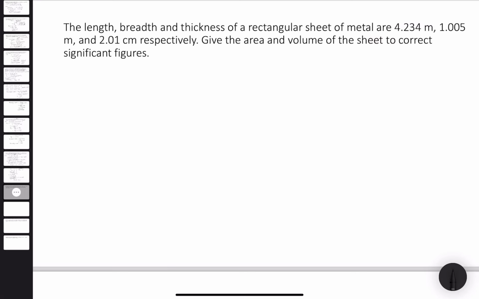Hello everyone, welcome back. So today's question is: the length, breadth and thickness of a rectangular sheet of metal are 4.234 meter, 1.005 meter and 2.01 centimeter respectively. Give the area and volume of the sheet to correct significant figure.